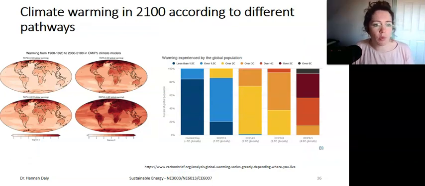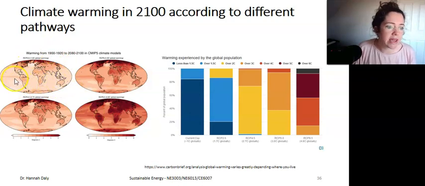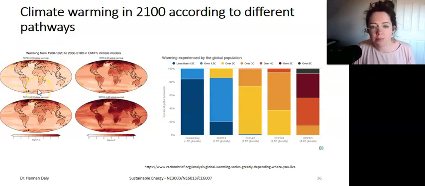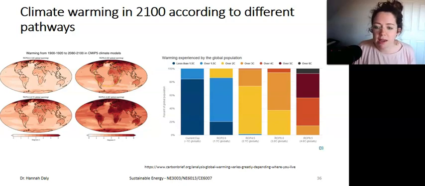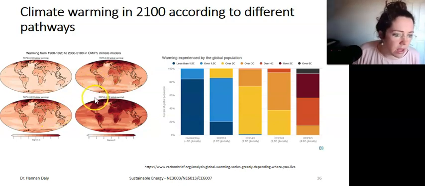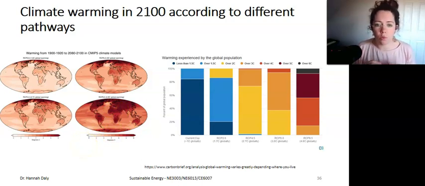This shows the climate warming in 2100 according to different pathways. These are different RCPs. RCPs are representative concentration pathways of future emission scenarios. Here is something like 1.8 degrees of global warming. That would be something in line with the Paris Agreement. And then these two, RCP 2.6 and 4.5, are somewhere in the middle, and then this is the more extreme RCP, and obviously the darker the red, the more warming there will be, and you can see that there is certainly warming everywhere.